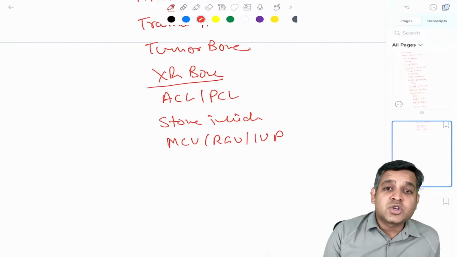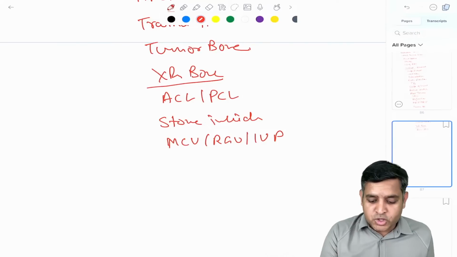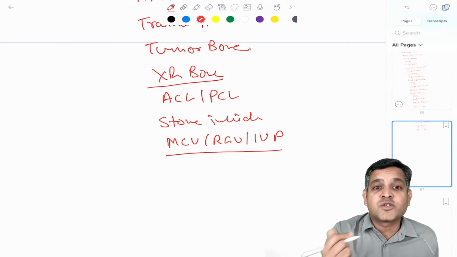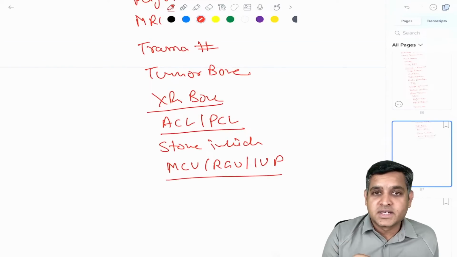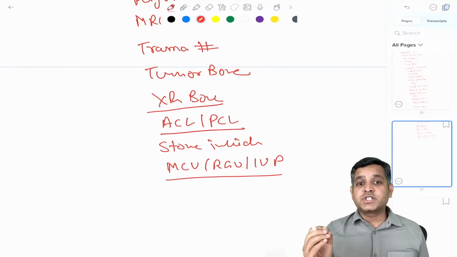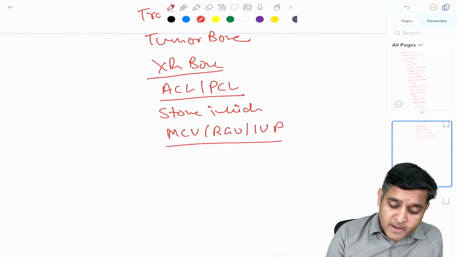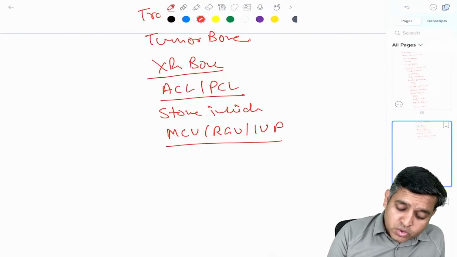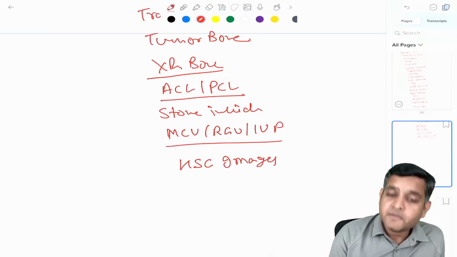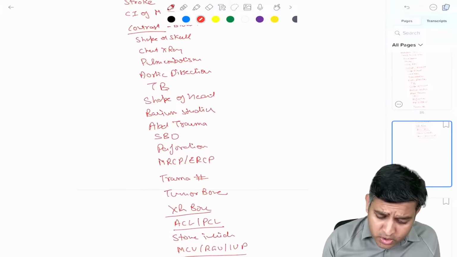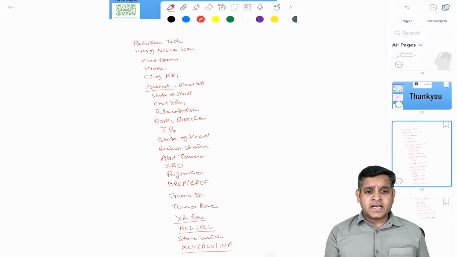And it is not just the radiology. You are revising the subjects also along with this, because you are revising MCU, RGU, IVP. You are revising surgery. You are revising ACL, PCL, tumor. You are revising orthopedics. So these are the important topics from which the questions are asked in the paper, right? Then you have to make sure that you know about the HSG images. So these are, according to me, the very standard topics that are asked in the exam.